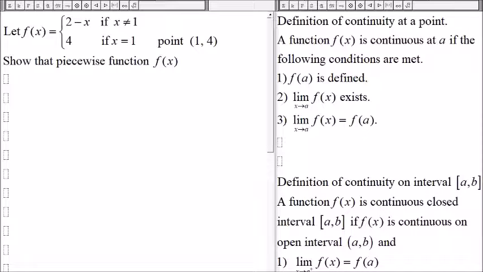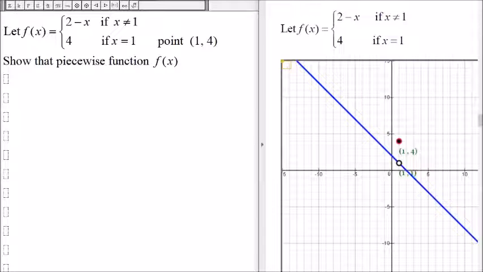And so this is what the graph looks like. We have the point (1, 4), because it says that y is equal to 4 if x is equal to 1. And then we have the line 2 minus x, for x not equal to 1. And so at x equal to 1, we have a hole. And so this is the graph for this piecewise function.